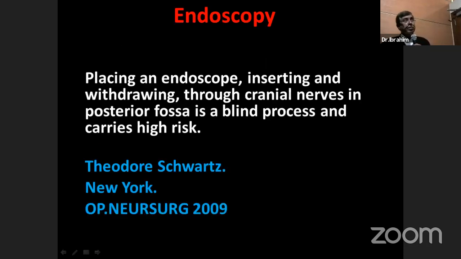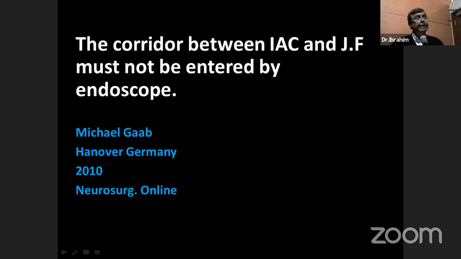Placing an endoscope, inserting and withdrawing, inserting and withdrawing through the cranial nerves is a blind process and carries high risk. That's by Theodore Schwartz from New York. The corridor between the internal auditory canal and jugular foramen must not be entered by endoscope, by Michael Gabb. So it has a place, but its place definitely lies in the future.